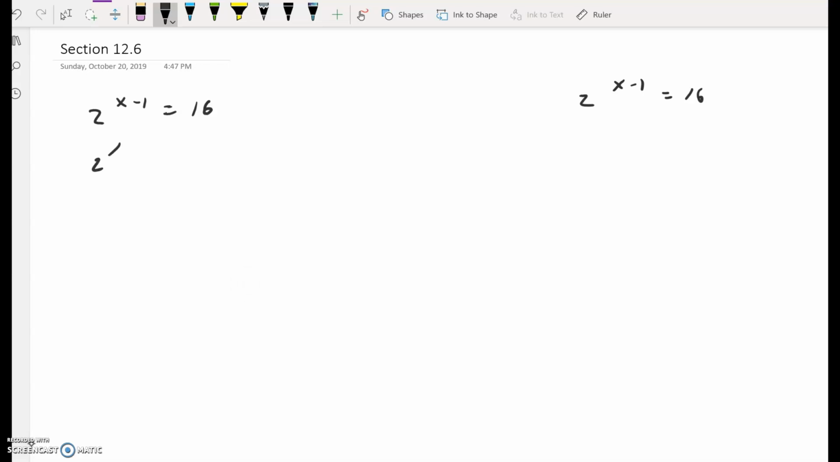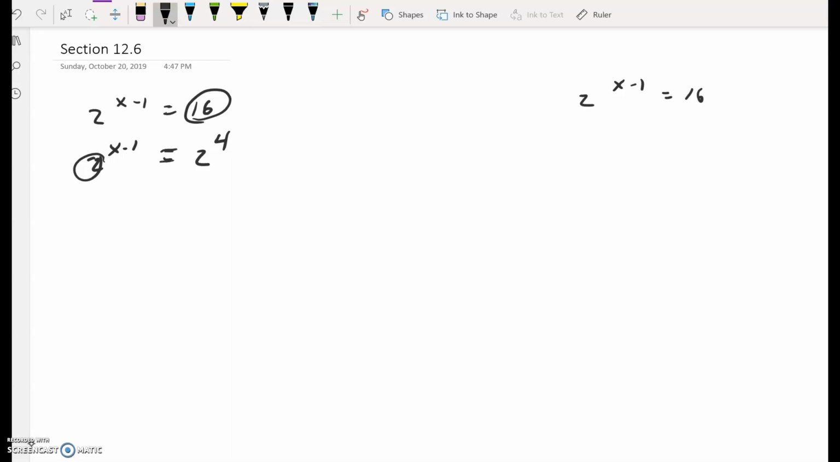The simple method is based on trying to get the bases on each side the same. So the base here is 2. So we try to write 16 as a power of 2, and if that's possible, we can do this first method. It is possible because 4 2's multiplied together is 16.